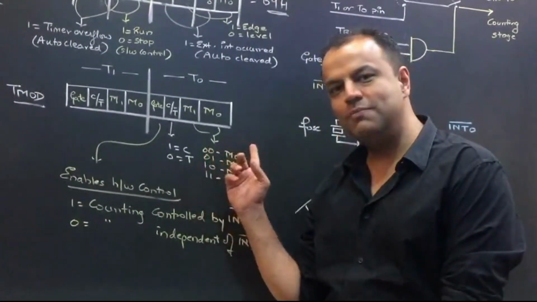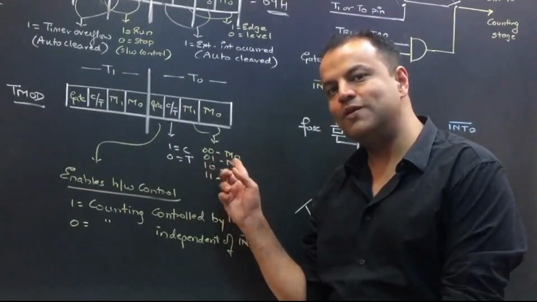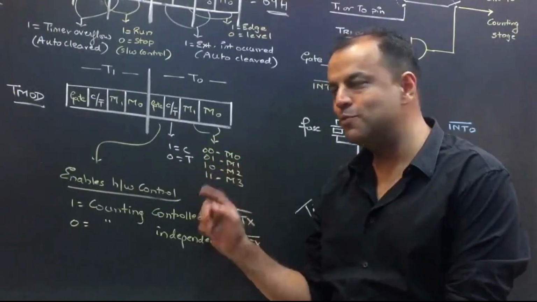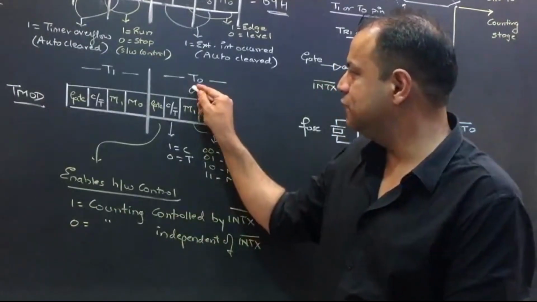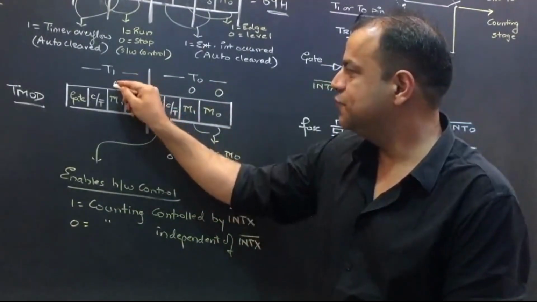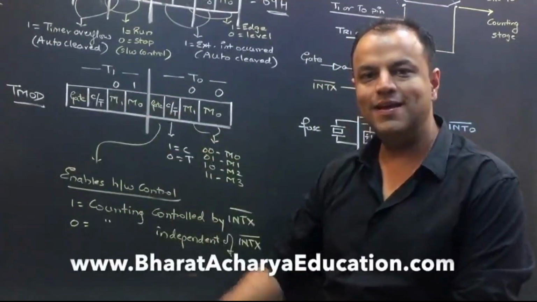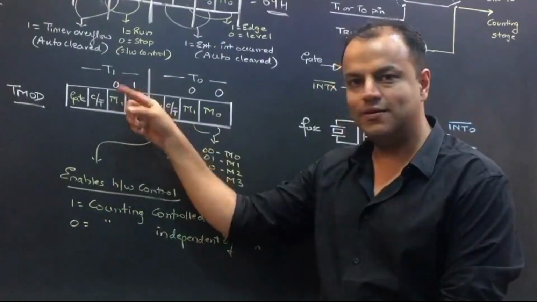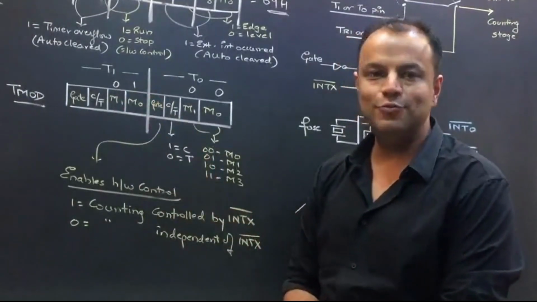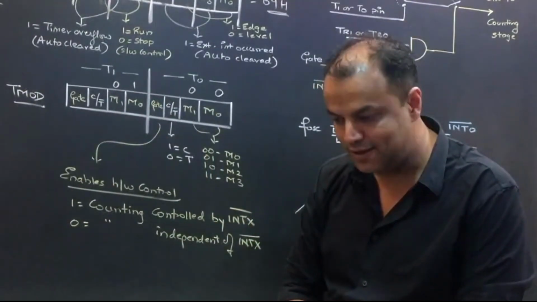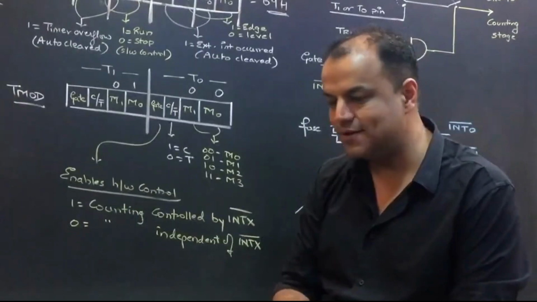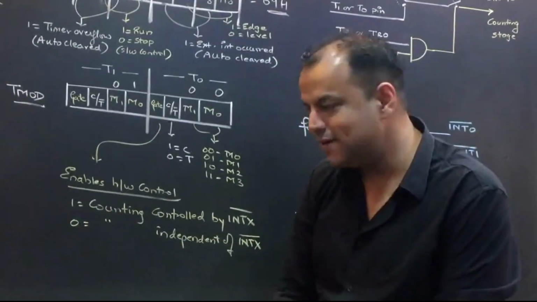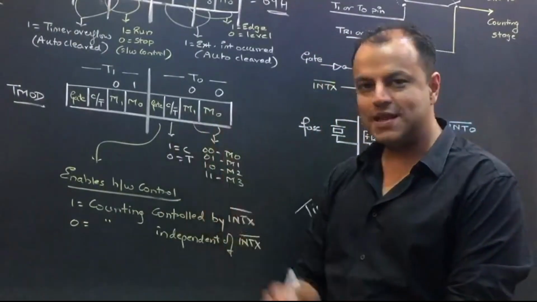So 0, 0 will make the timer work in mode 0. 0, 1 for mode 1, 1, 0 for mode 2, 1, 1 for mode 3. So suppose I have kept these 2 bits as 0, 0. These 2 bits as 0, 1. I'm saying timer 0 is in mode 0. Timer 1 is in mode 1. Do they have to be in the same modes? No. Can they be? Yes. What one timer does, the other timer has nothing to do with it. Are you clear?